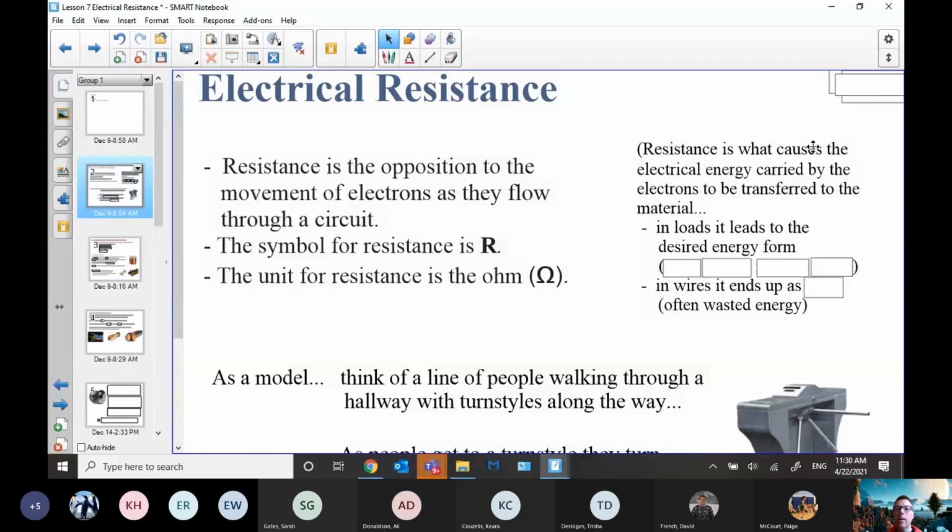So in loads, it leads to, of course, the desired form, right? Electricity, energy from the battery, ends up as light, or it ends up as sound if it's a speaker, or motion if it's a motor, or heat if it's a heater. In wires, it just ends up as wasted heat.